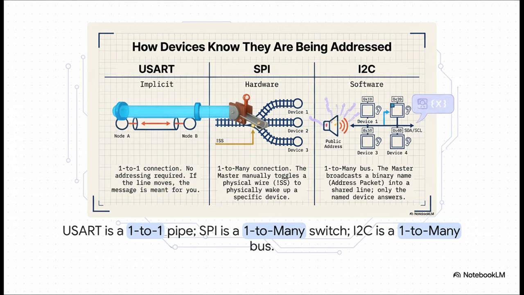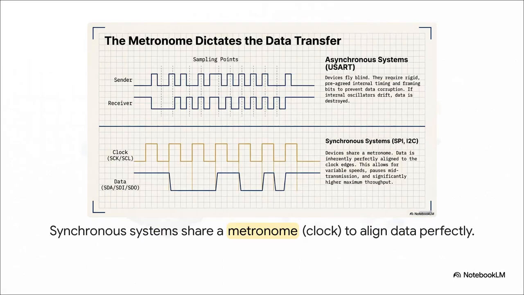And I2C, well, that's a one-to-many broadcast system, like a PA system calling out a specific name and waiting for that person to respond. And the reason these different approaches are even possible is all about timing. Asynchronous systems, like our friend USART, are kind of flying blind. They need that rigid, pre-agreed timing and those framing bits to even function. But synchronous systems like SPI and I2C, they have that shared metronome, that clock signal, which keeps every bit perfectly aligned. That's what allows for much higher and more flexible data speeds.